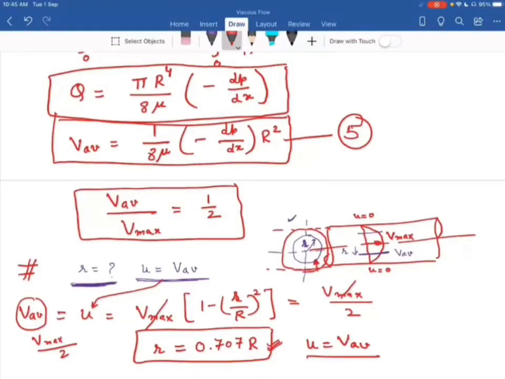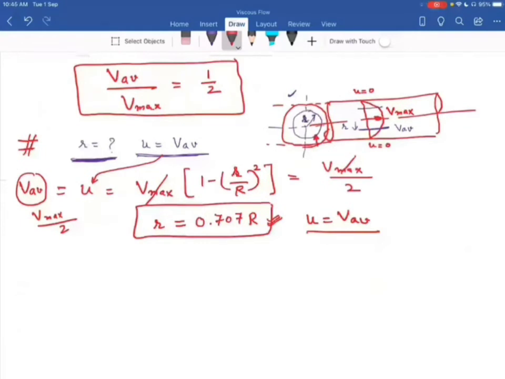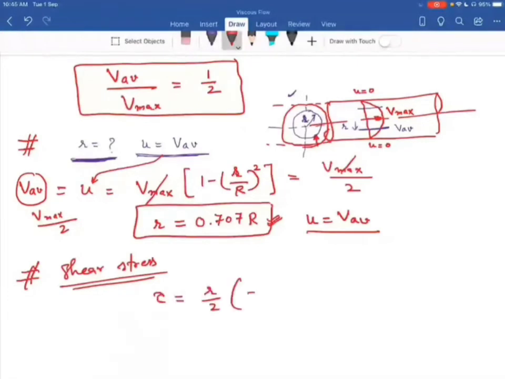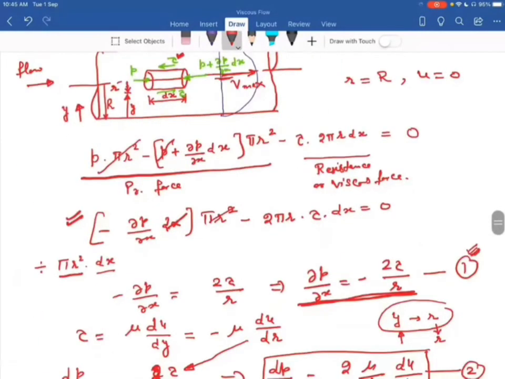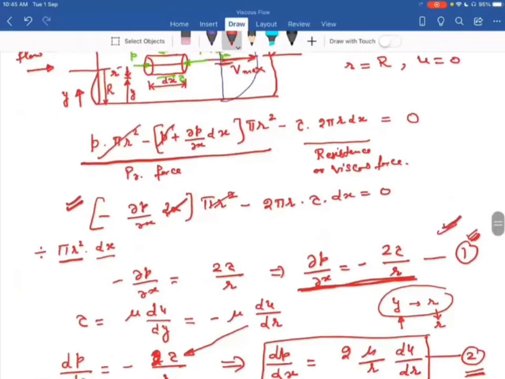Then find out shear stress variation. To find out shear stress variation, use equation number 1. From equation number 1, write tau. So tau comes out to be small r by 2, within bracket minus of dP by dx.